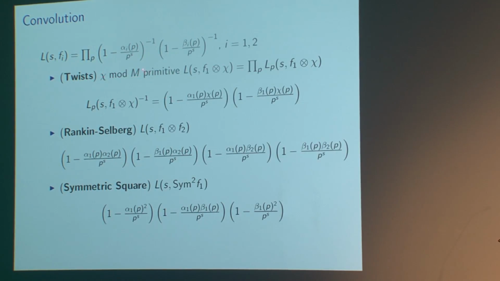If I take a character chi modulo m, then I can twist the L-function and define the L-function of F1 twisted by chi, where the local factors are now given by this. So instead of alpha_1p here, I have alpha_1p chi(p). Or you can take the Rankin-Selberg convolution. Here you see that the twist is still degree 2. For Rankin-Selberg, we have degree 4. So the local factors for L(s, F1 cross F2) have 4 linear Euler factors. So it's a degree 4 L-function, and the symmetric square is defined in this way.